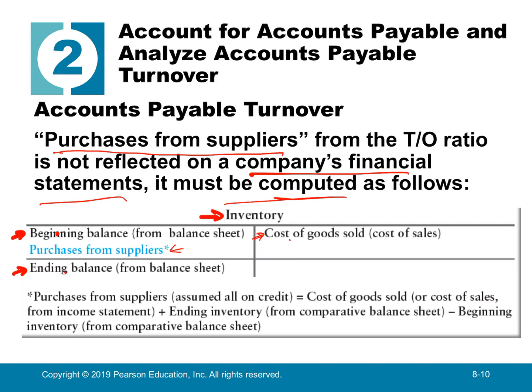So here's another way to look at purchases from suppliers. And again, we assume all of it's on credit. It's your cost of goods sold plus your ending inventory minus your beginning inventory. This is just an equation based on this information up there in the T account. So take a moment on this page, make sure this makes some sense. It takes a little bit for this to sink in.